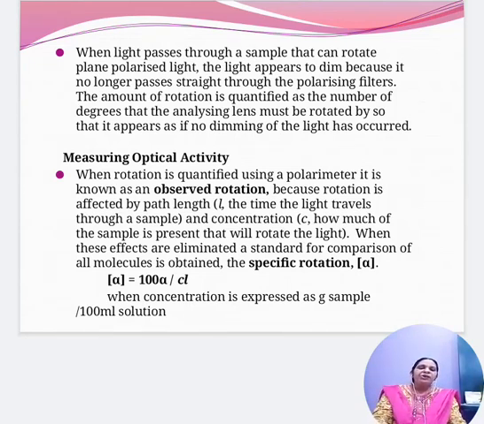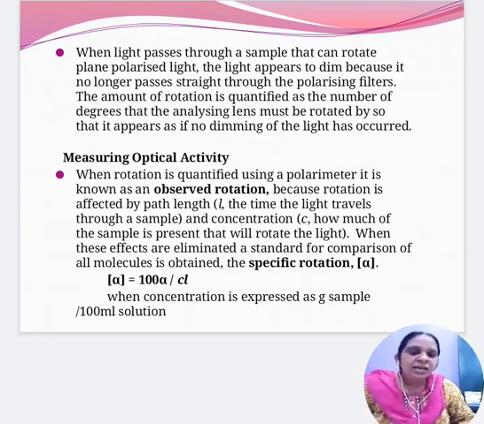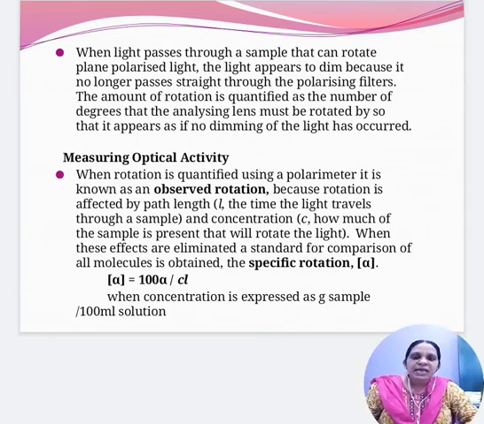So you are going to rotate the analyzer such that the dimness is reduced or disappears. By measuring the angle of rotation, you can identify the sample. You can identify the composition or concentration of the sample, or the compound present in the sample. So, measuring the optical activity.